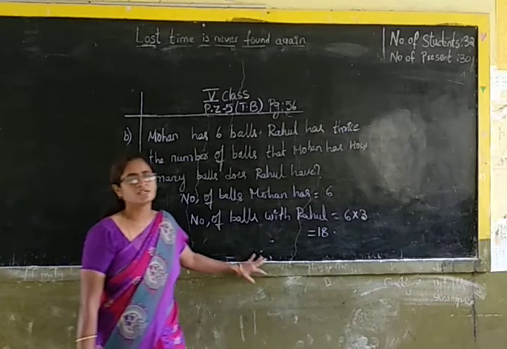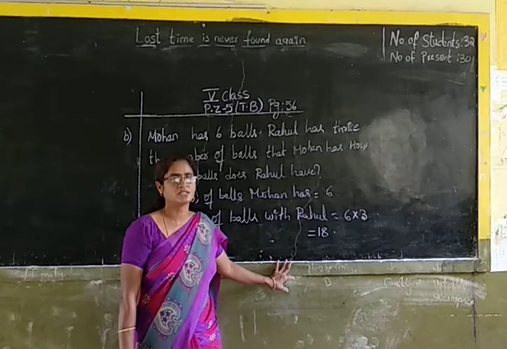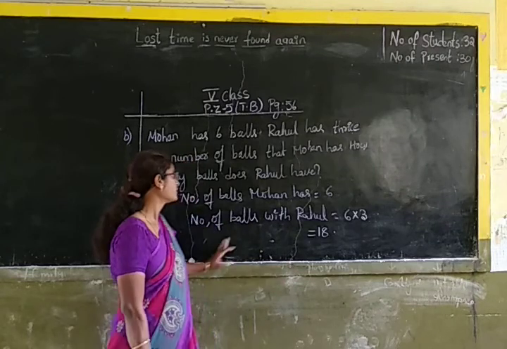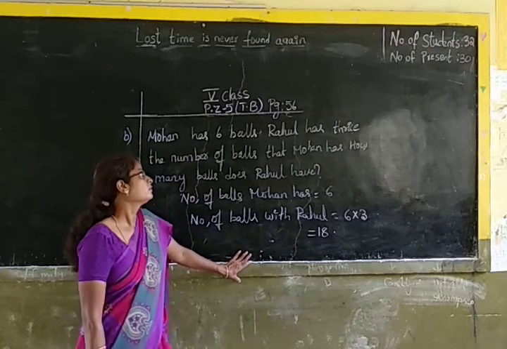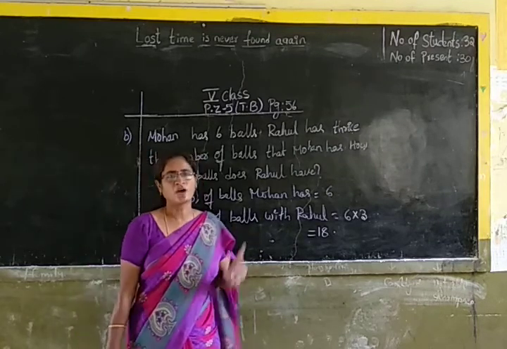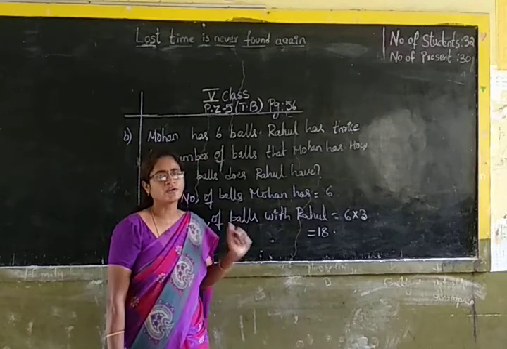Okay, children, did you understand? So that's all for today's class. Today the homework is you have to practice zone 4 and 5 in your rough book.